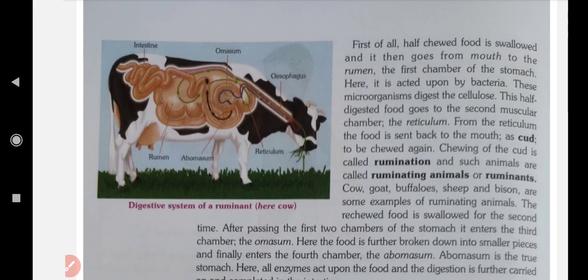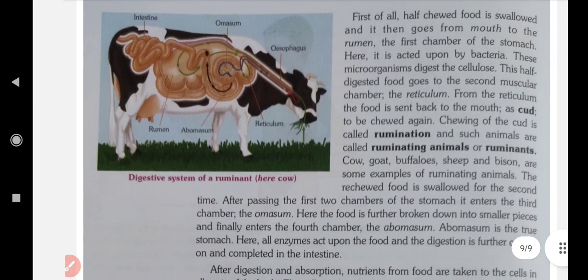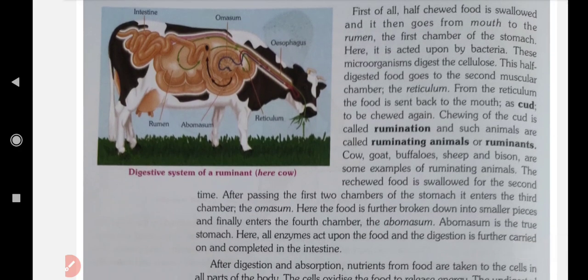Here it is acted upon by the bacteria. These microorganisms digest the cellulose. This half digested food goes to the second muscular chamber, that is the reticulum. From the reticulum, the food is sent back to the mouth. So from the second chamber, the food sent back to the mouth is called cud, to be chewed again.